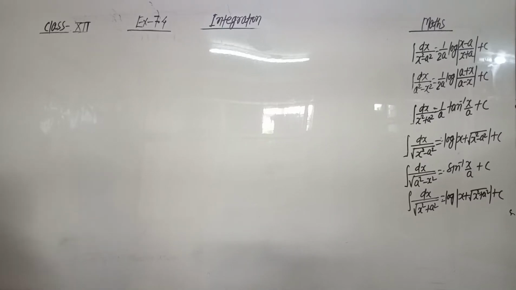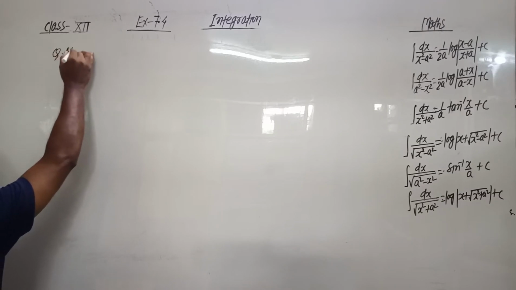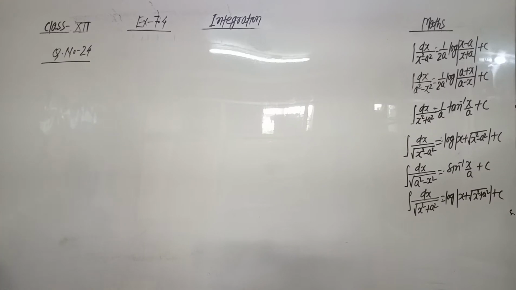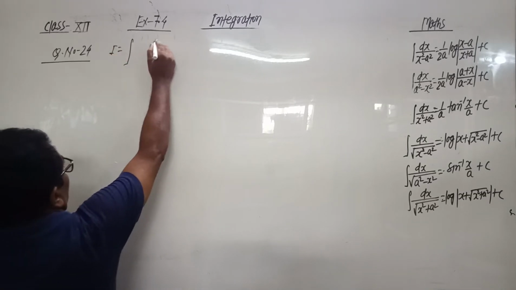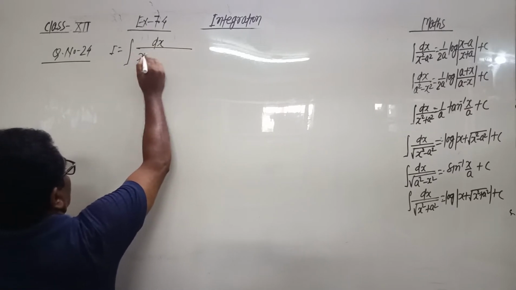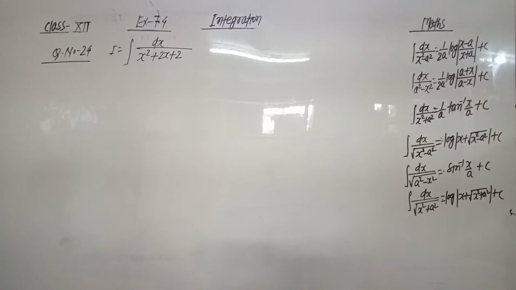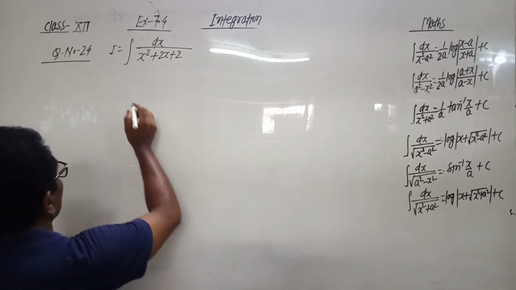Proceed exercise 7.4. The last two questions remaining. Question number 24. This is integration dx upon x square plus 2x plus 2. Integration dx upon x square plus 2x plus 2 equals. So we make it a square form.